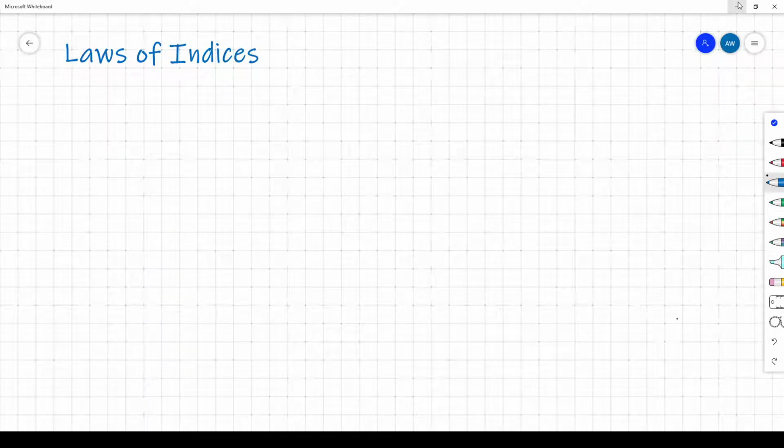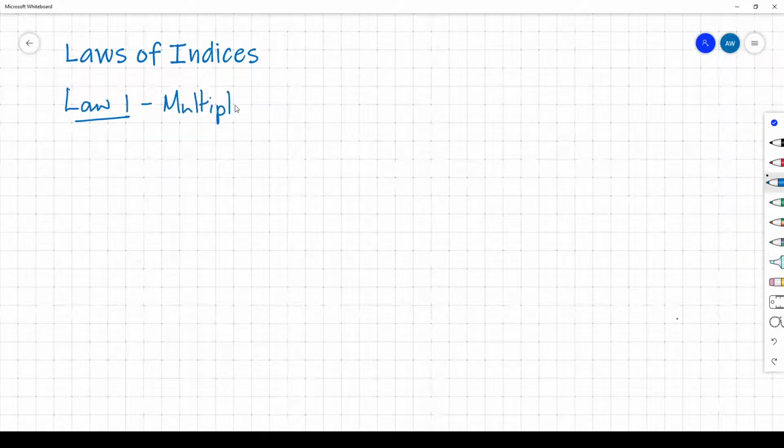Okay, this little video is about the laws of indices, and I'm going to be concentrating on the first law, which is looking at multiplication of algebraic terms when we have indices involved and what we need to do. So to remind ourselves, I'm going to call this law 1, and this is the multiplication law. Okay, so let's look at some examples and see what we mean by this.